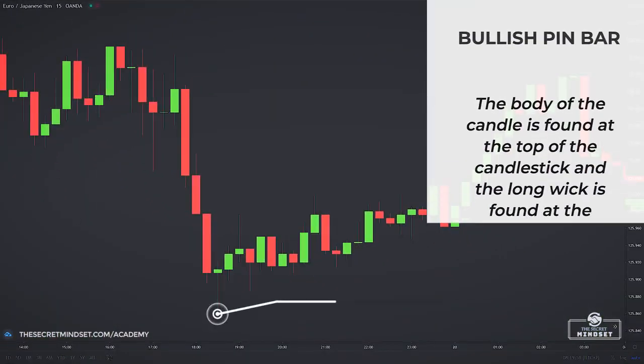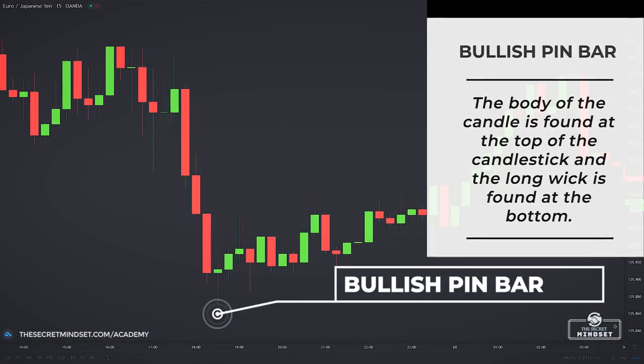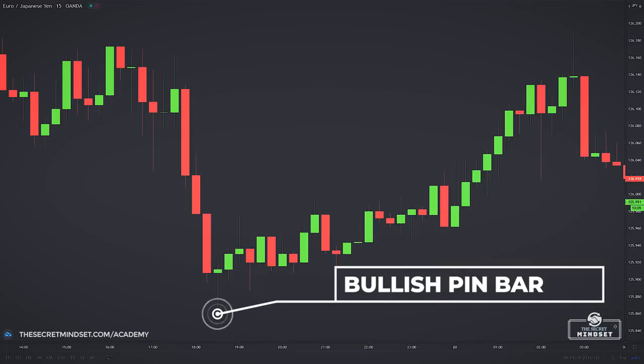Here we have a bullish pin bar. The body of the bullish pin bar is found at the top of the candle, and most of the wick is found at the bottom. Even if the body of the bullish pin bar doesn't manage to close right at the top of the candle, this doesn't make any difference. It's still a bullish pin bar and should be treated the same as all other bullish pin bars you'll see form in the market.